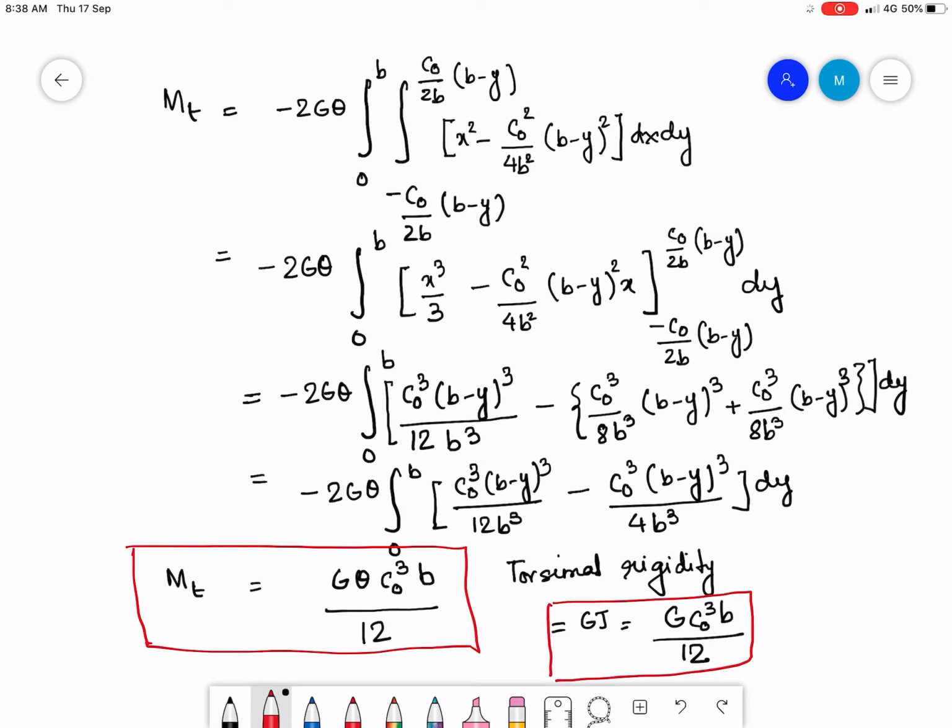Okay, so by using the membrane analogy, we could derive the torsional rigidity of a narrow triangular cross section. So with this we will end today's tutorial session.